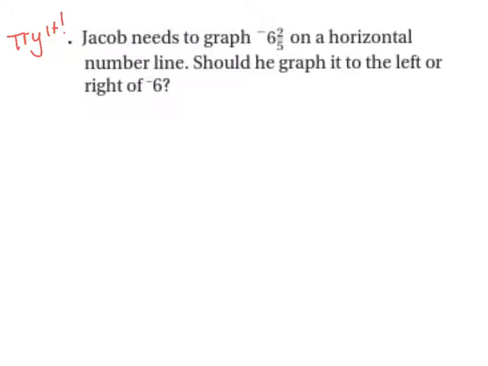Okay, your last try it problem is a level 3 story problem. Jacob needs to graph negative 6 and 2/5 on a horizontal number line. Should he graph it to the left or to the right of negative 6? And I'm going to add on here, explain why. All right, go ahead and try this on your own.